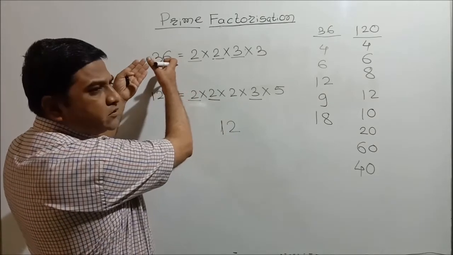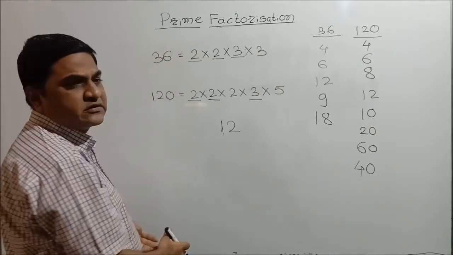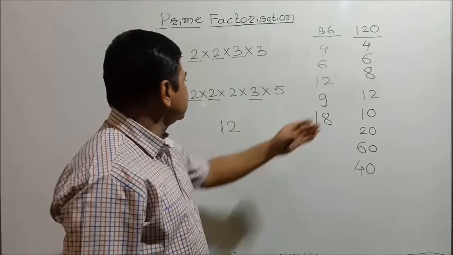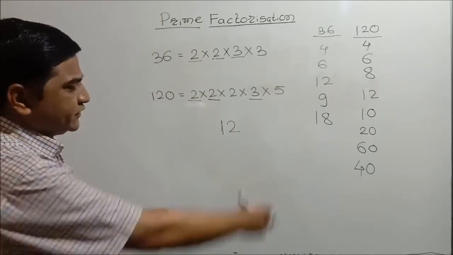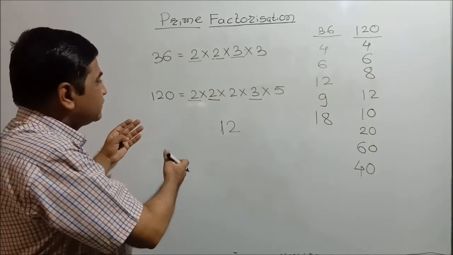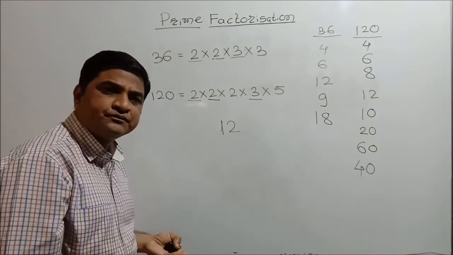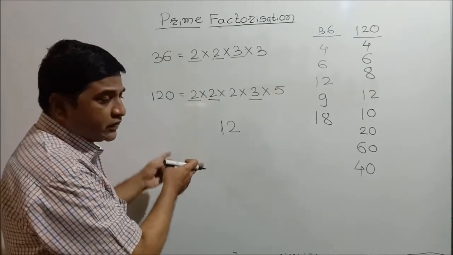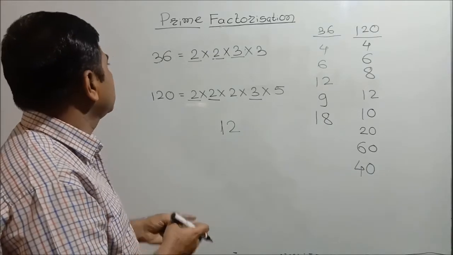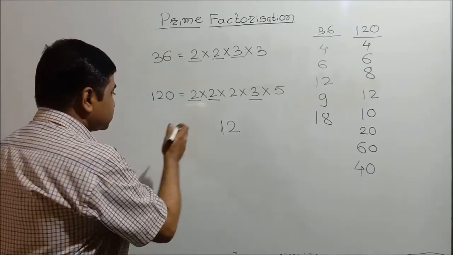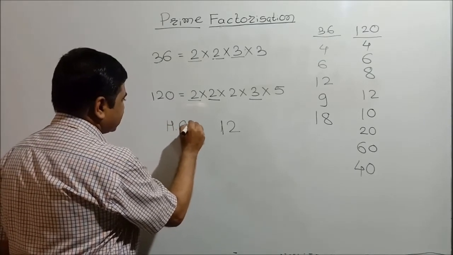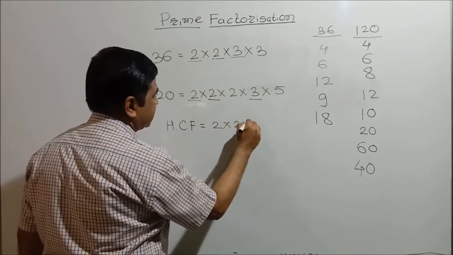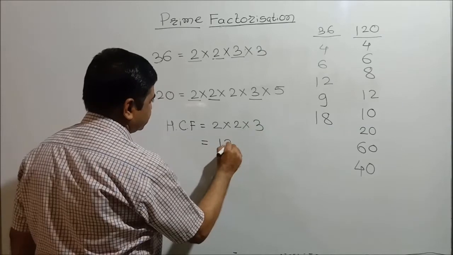12 is a factor of 36. If I find the next factor of 36, it's 18. But 18 is not a factor of 120. If I try to check whether 120 comes in the table of 18, no. So we can say that 12 is the highest common factor of 36 and 120. So what we got is the highest common factor, HCF, being 2 multiplied by 2 multiplied by 3, and that comes to be 12.